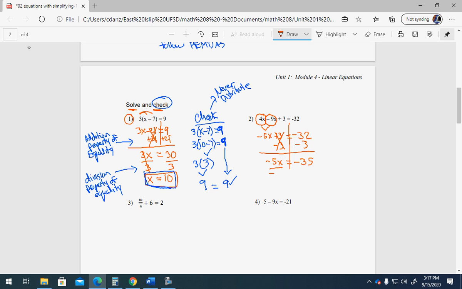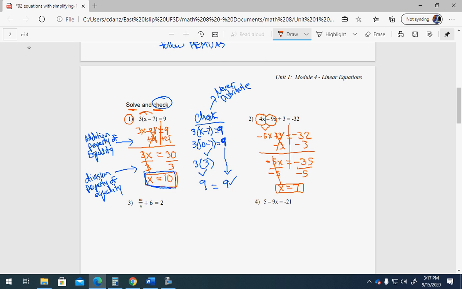Finally, use the division property of equality. We divide both sides by a negative 5. Just note, whenever you divide, you always keep the sign the same, right? It was negative, I keep it negative, because when I divide this, I get a positive 1x. Over on the right side, a negative 35 divided by negative 5 is a positive 7.